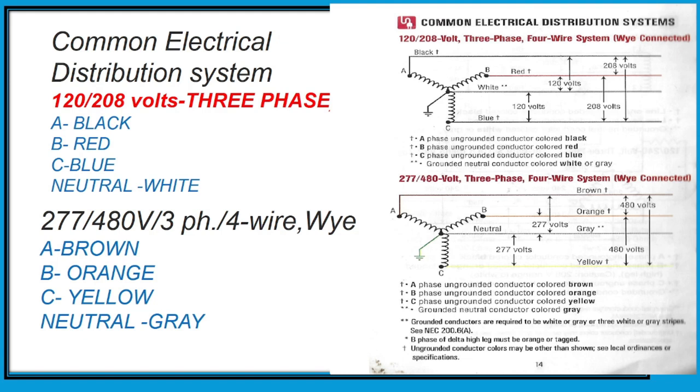And the most common for industrial, 277/480 volts 3-phase 4-wire system, is brown, orange, yellow. The brown is line 1, the orange is line 2, and the yellow is line 3, and our neutral is gray or green with yellow.